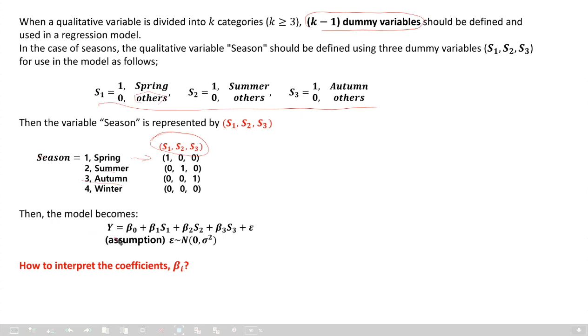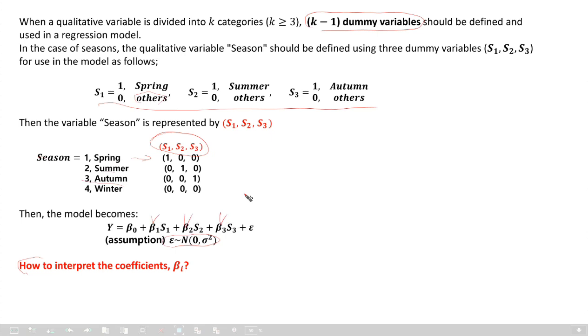So you have to use the 3 dummy variables instead of a season in the regression model. The model becomes y equal to beta 0 plus beta 1 S1 plus beta 2 S2 plus beta 3 S3 plus epsilon. Assumption: epsilon always follows a normal distribution with mean 0 and variance sigma square. So now, how to interpret the coefficient beta i?